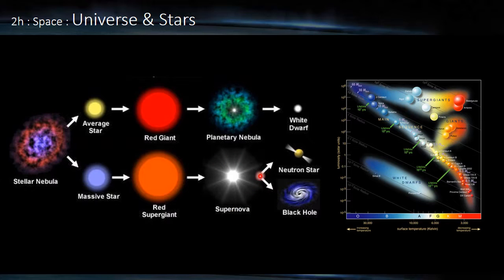And again, depending on the size of it, two things can happen. It can turn into a neutron star, an incredibly dense star which may rotate, or it can become a black hole, which is a collapsed star that's so dense, has so much mass that even light can't escape from it.